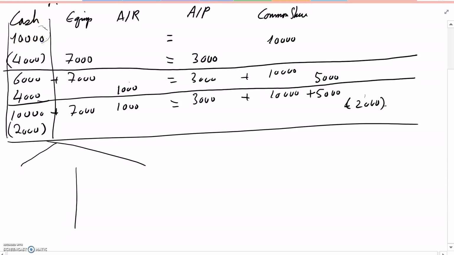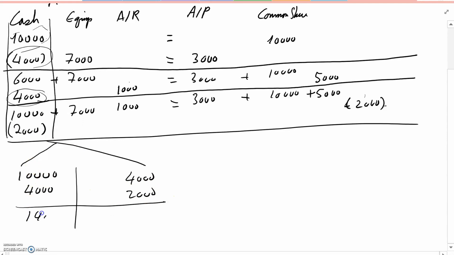So if we have here 10,000, we'll take the 10,000 on this side, and then 4,000 minus, so we'll put the 4,000 here. Then what did we do? We have 4,000 in addition here, so 4,000 goes there, and then 2,000 here, which is negative, so we put it with the negative. So at the end we have here 14,000, and on this side we have 6,000.